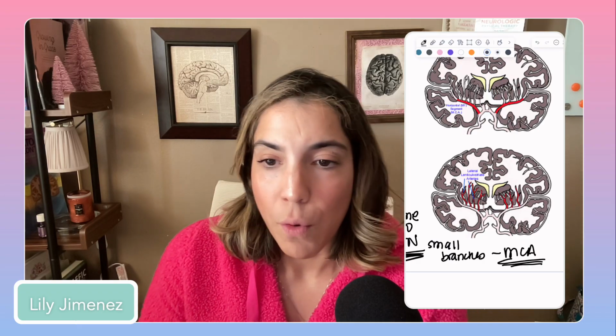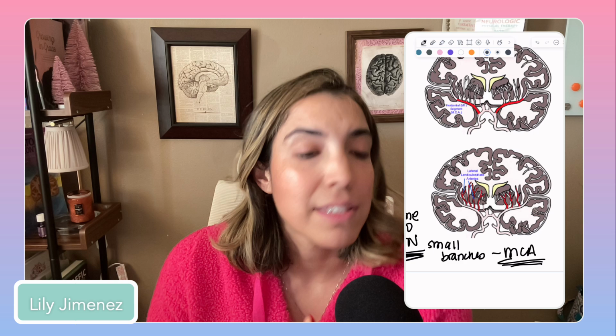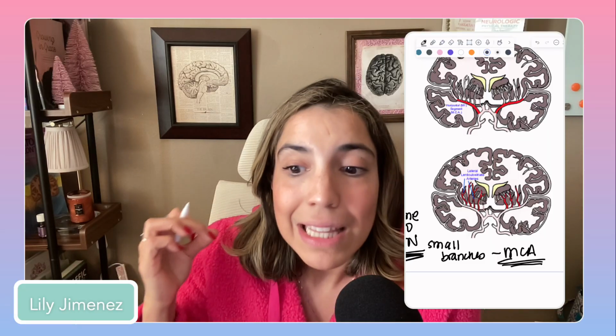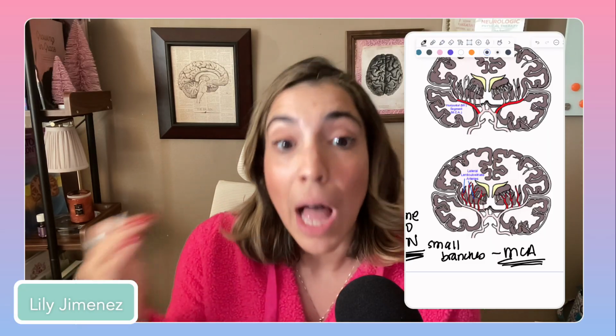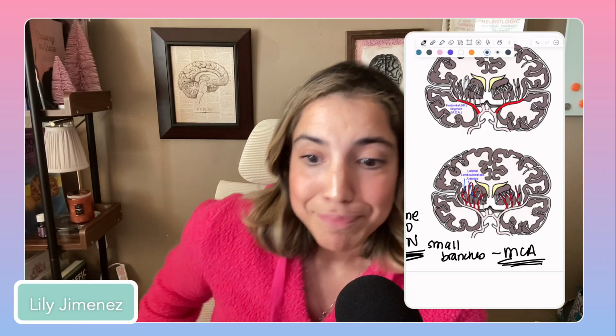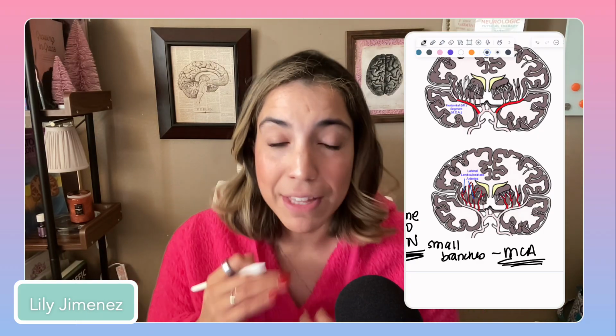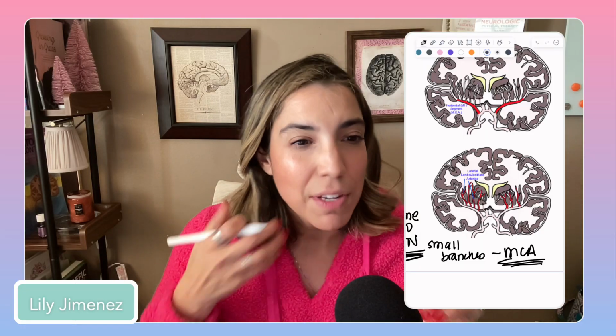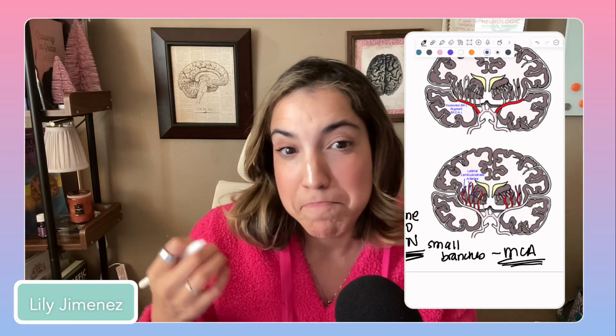Okay, so very, very prone to hypertension. This is the main cause of stroke in these little arteries. The other thing about the lenticulostriate arteries is that they do not have a lot of collateral blood supply, okay? So therefore, occlusion of these vessels is going to lead to specific stroke syndromes.